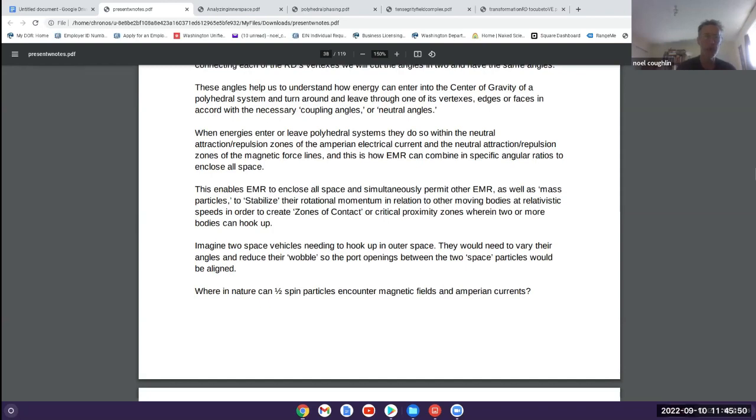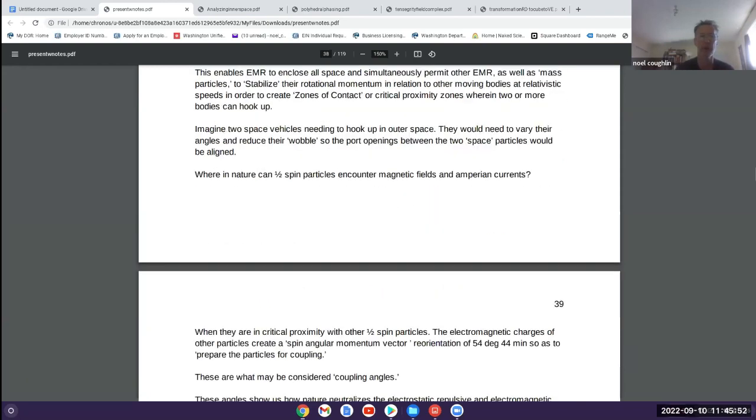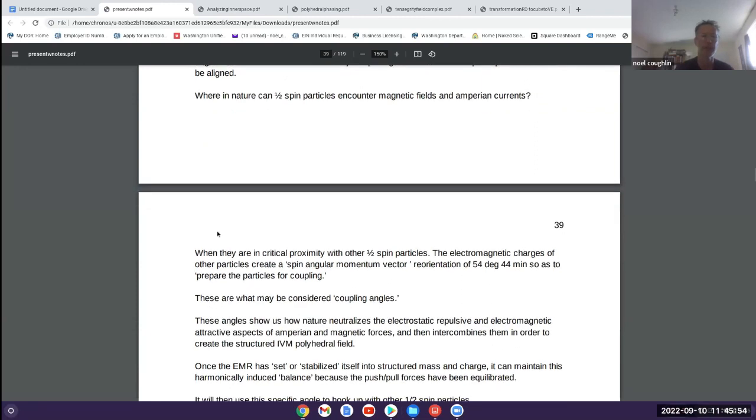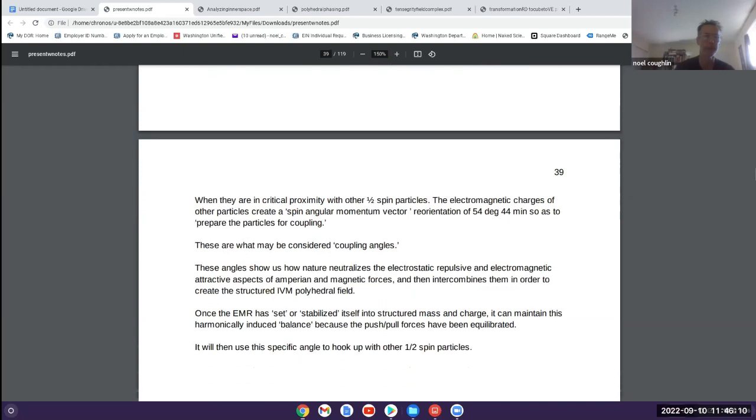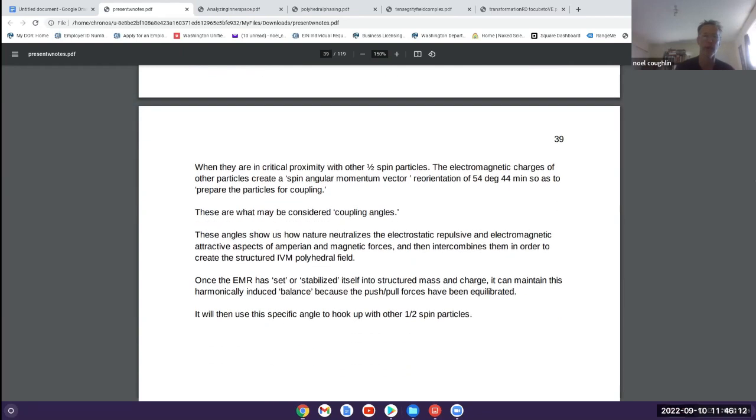be aligned. Where in nature can half-spin particles encounter magnetic fields and Amperian currents? When they are in critical proximity with other half-spin particles. The electromagnetic charges of other particles create a spin angular momentum vector reorientation of 54 degrees 44 minutes so as to prepare the particles for coupling. These are what may be considered coupling angles. These angles show us how nature neutralizes the electrostatic repulsive and the electromagnetic attractive aspects of Amperian and magnetic forces, and then intercombines them in order to create the structured IVM polyhedral field.